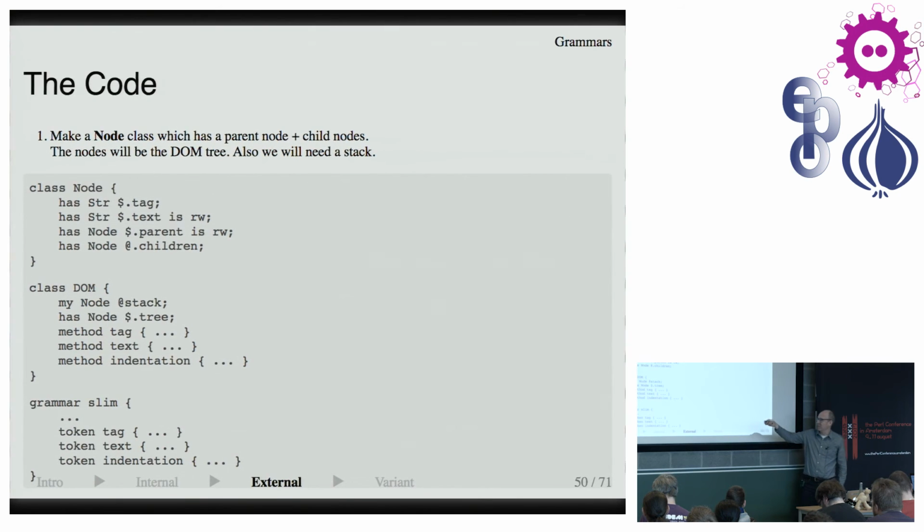The DOM class, so we have this stack here, which we're going to use. We're going to keep track of this while we're parsing, and then we have the top of the tree here, which is a node. So the my declares just a lexical variable, and then has declares an attribute. And so now, just to refresh your memory, the slim grammar has tag, text, and indentation, and so we need to make 3 methods, one called tag, one called text, one called indentation, which say what happens when you reach those particular points in the grammar.